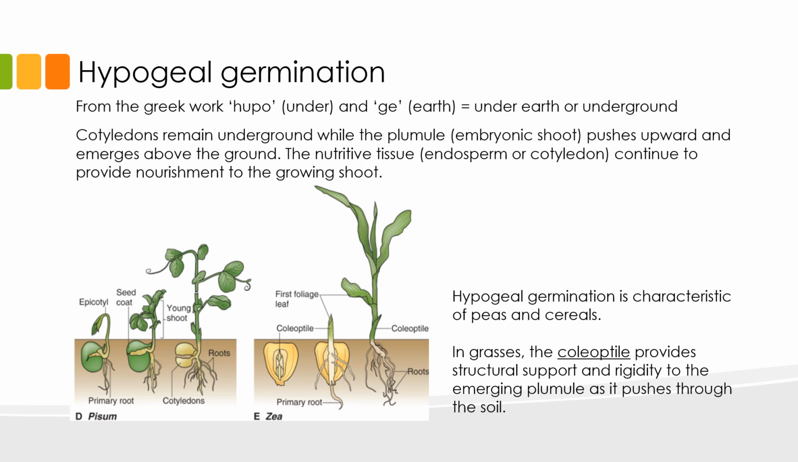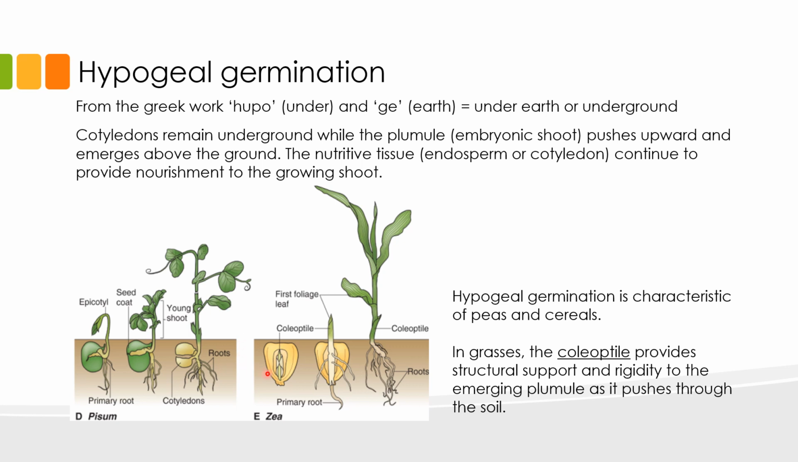Hypogeal germination is characteristic of peas and cereals. In grasses, the coleoptile provides structural support and rigidity to the emerging plumule as it pushes through the soil. We have panels D and E illustrating hypogeal germination in peas and also in corn. You can see in panel E right here a corn seed starting to germinate.